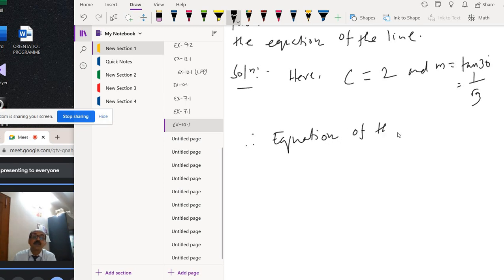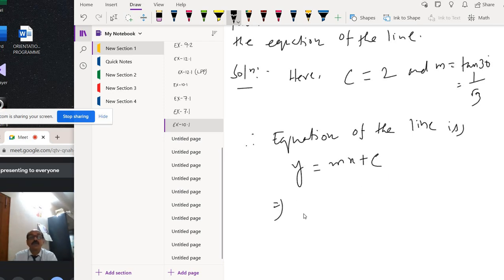The equation of the required line is, what is the equation form? y equal to mx plus c, because c is given. How is c 2? C means the length on the y-axis, the y-intercept c.